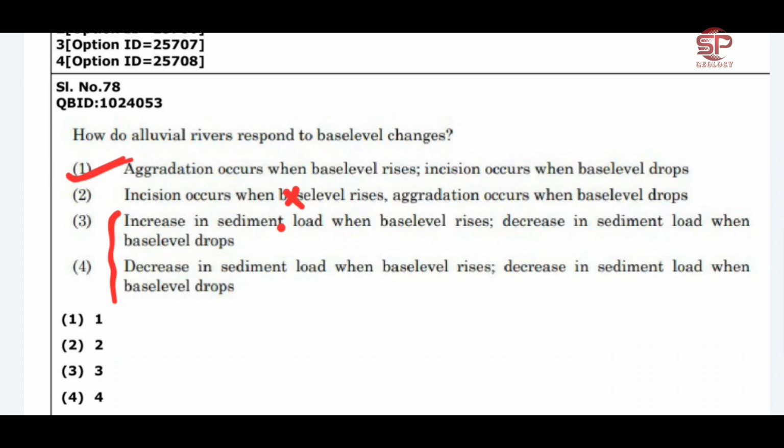So this should be true. And if base level rises, then sediment load will increase. And when base level drops, sediment load will decrease. This should also be true.